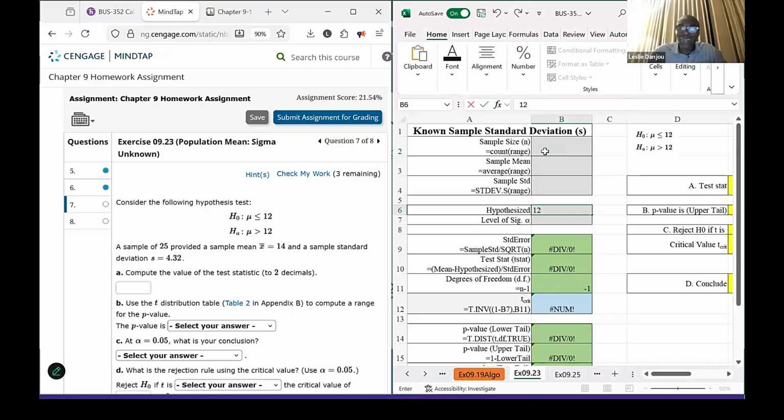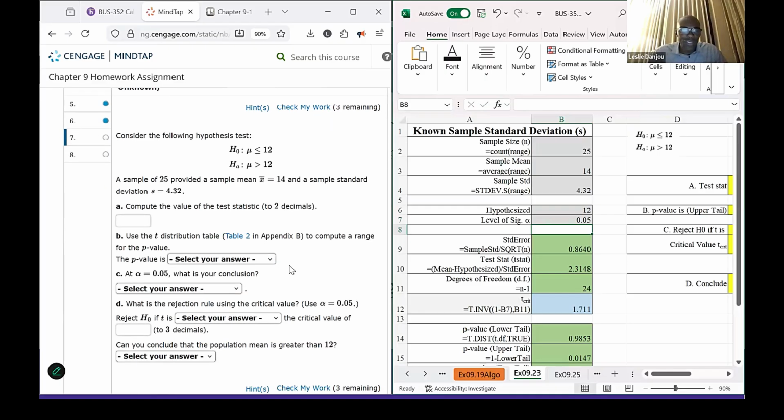Good, good, good. So what is the sample size? My first one is 25. What is my mean? I will plug in my mean, 14. And then what is my standard deviation? 4.32. Also, what is my level of significance? For the most part, it is going to be 5% or 0.05. Once you have that, you have all the information that you need.